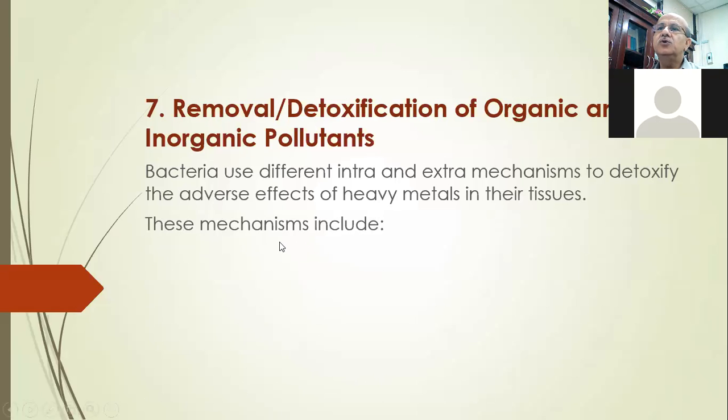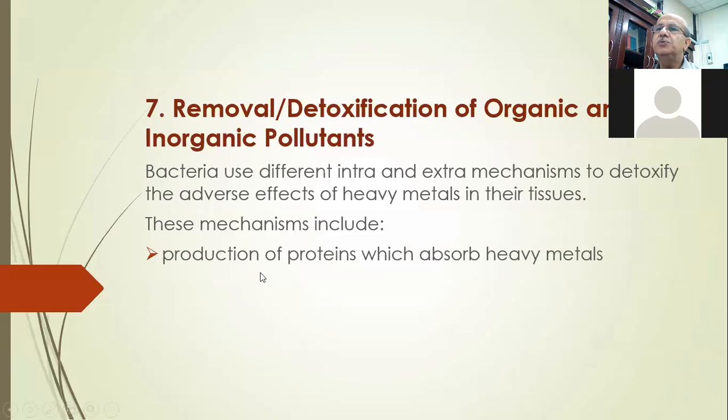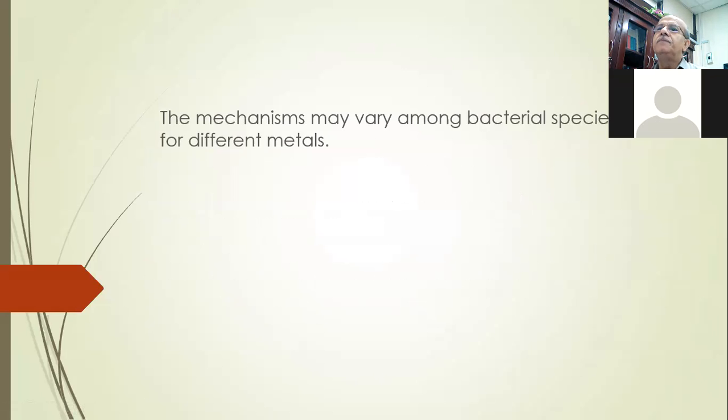How do they do this? This is through the production of proteins which absorb heavy metals. They produce such proteins that absorb the heavy metals, or they detoxify by taking them into vacuoles, where they are detoxified. It is no more toxic for the plant. The mechanisms may vary among bacterial species and also for different metals. So different bacterial species have different mechanisms against different metals, right?